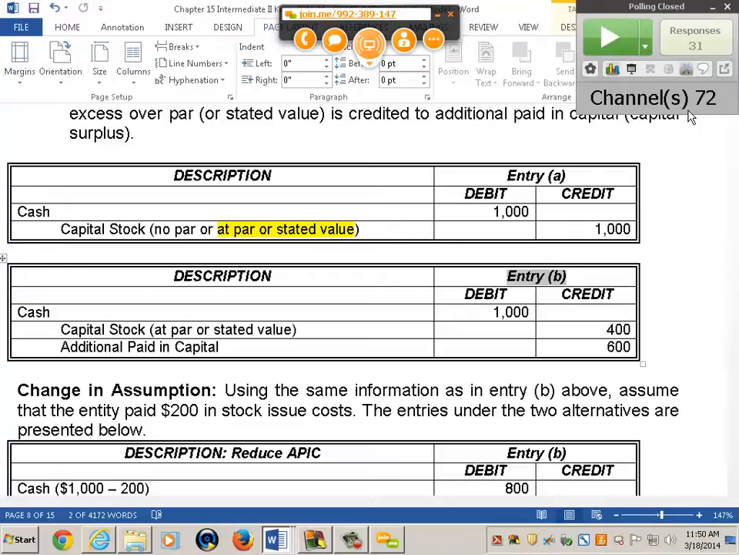value. Now, internally, as we said, every source of capital has to be kept separate. Why? Certain states have different rules with respect to what you could do with excess over par, with excess of stated value. For example, in some states, excess over stated value also becomes minimum legal capital. So there are some minimum legal capital laws that are still in effect. So internally, you would have to label this as paid-in capital in excess of par or paid-in capital in excess of stated value.